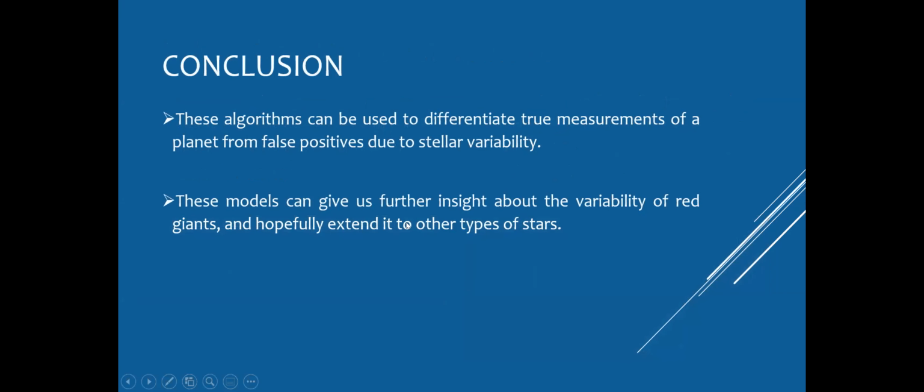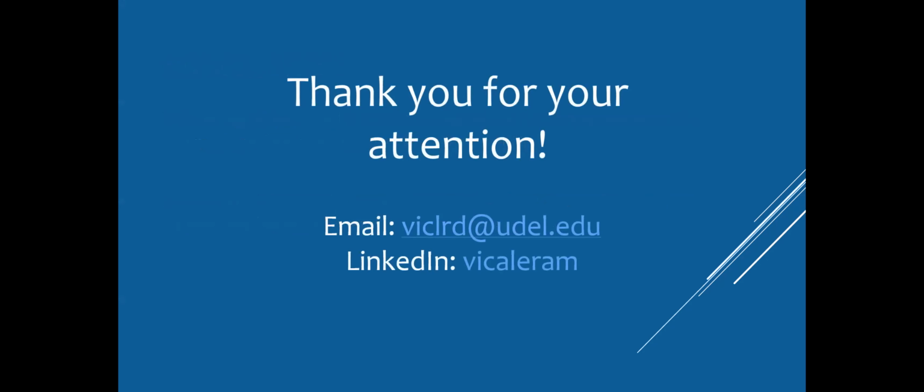In conclusion, I think this project has the potential to show how these algorithms can be a method to differentiate a planet's measurements from false positives caused by stellar variability, as mentioned before, caused by magnetic activity, oscillations, and granulation. Also, I think that with enough work and investigation on this type of model, it can give us further insight into how the variability of red giants operates, and hopefully it can be extended to different types of stars with the purpose of improving our planet detection methods. That is all. Thank you.